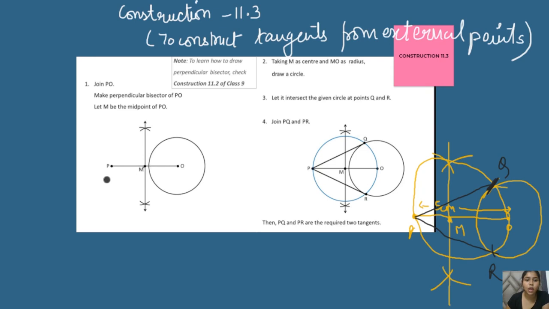Taking MO or MP as the radius, just draw the circle. This is the circle. So this circle is intersecting at these points. Name them as Q and R. Then you just have to join the external point to these intersecting points, and you will be getting your required tangents. These will be your required tangents. I hope that's clear to you.